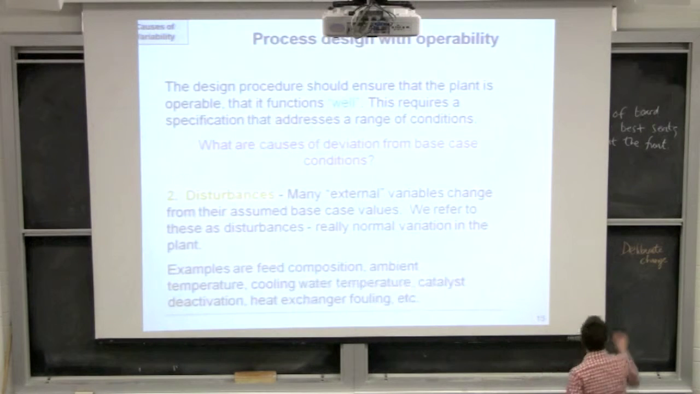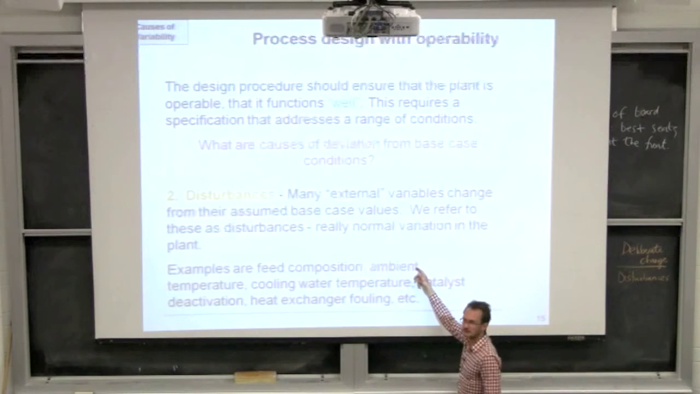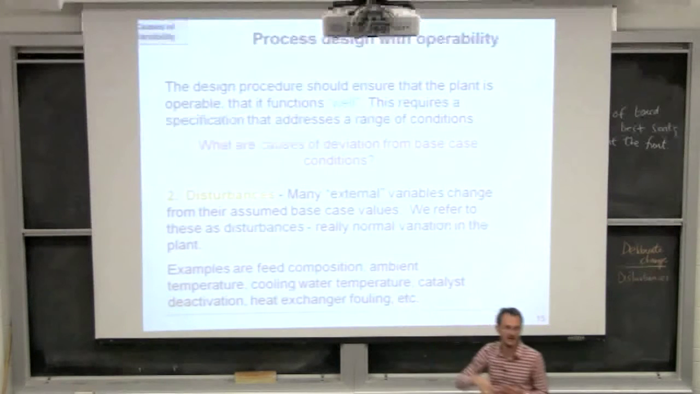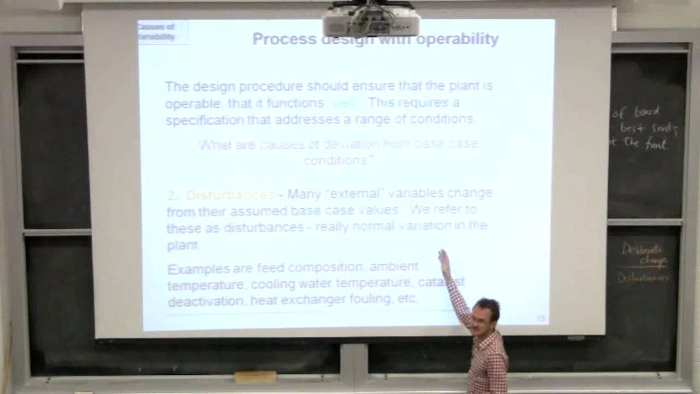The second one here is obviously disturbances, as written up here. Disturbances you can visualize as unintended changes, but this is normal variation. A disturbance is a normal part of everyday operation in a plant. So for example, the temperature outside is fluctuating up and down. Your cooling water temperature is fluctuating up and down. In the winter, you can get a lower cooling water inlet temperature. In the summertime, that cooling water inlet temperature is quite a bit higher. Okay, so you can't control for it, you can't adjust for it, you simply accept that this variability exists.